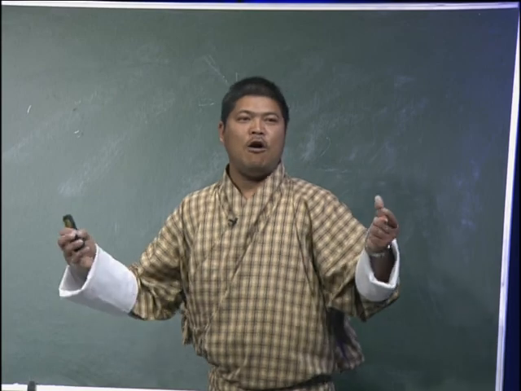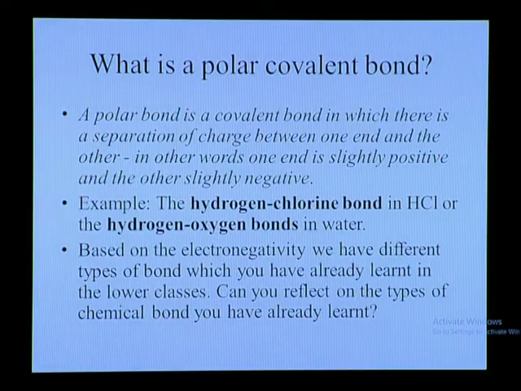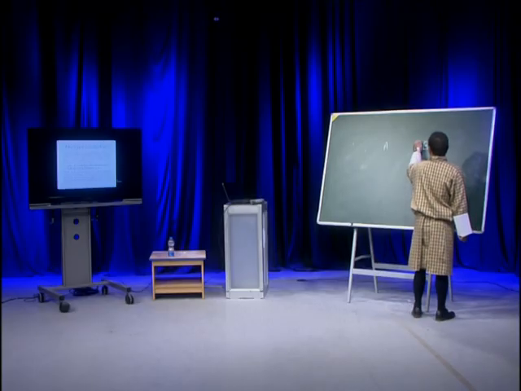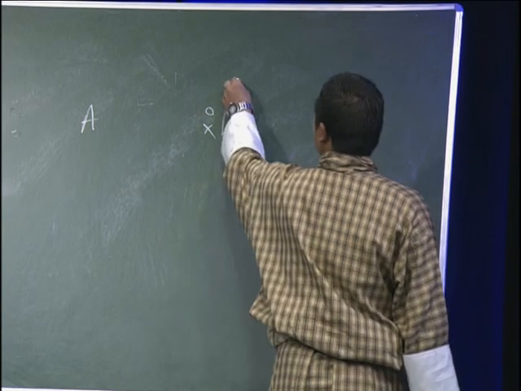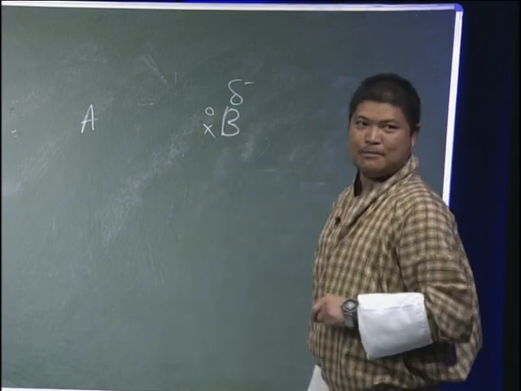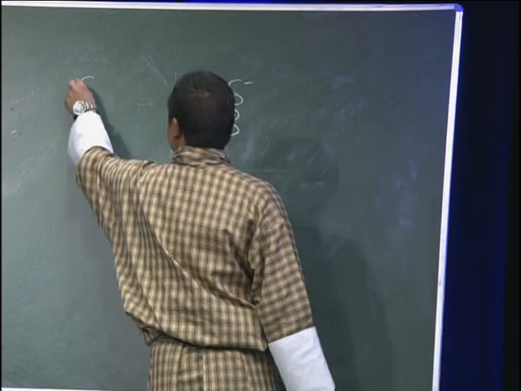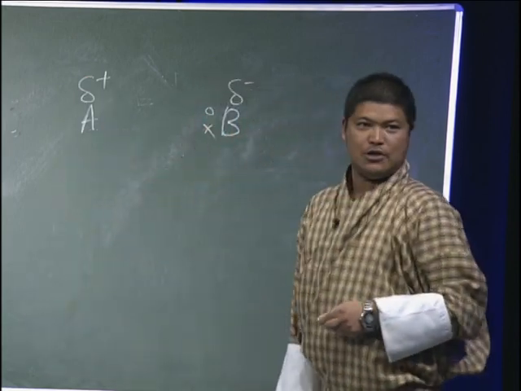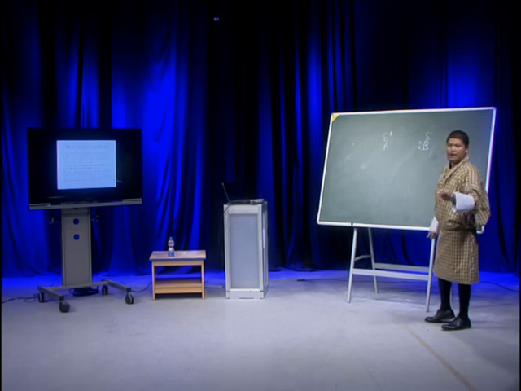Now let us all define together what a polar covalent bond is. A polar covalent bond is a covalent bond in which there is a separation of charge between one end and the other. In other words, one end is slightly positive and the other end is slightly negative. So here A and B. If B is more electronegative, B will develop a slightly negative charge and A will develop a slightly positive charge. So this leads to the formation of a polar covalent bond.